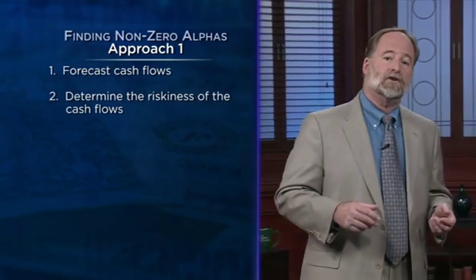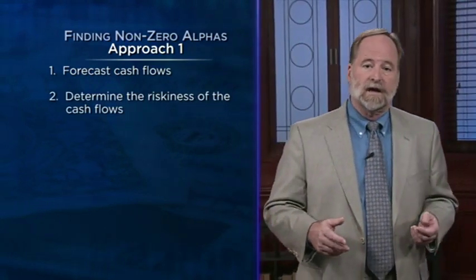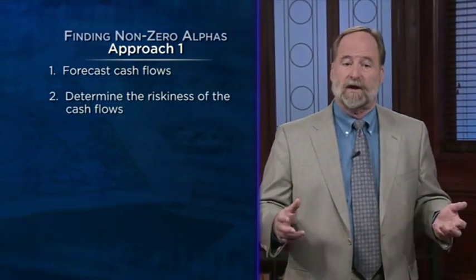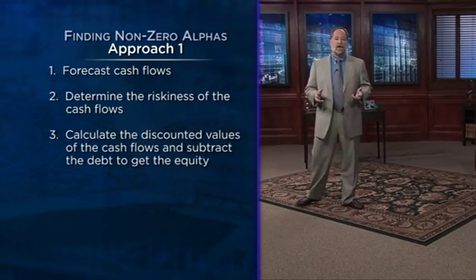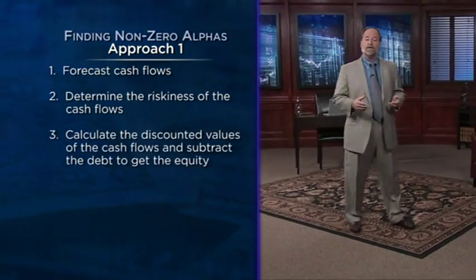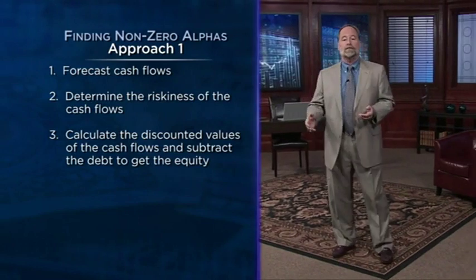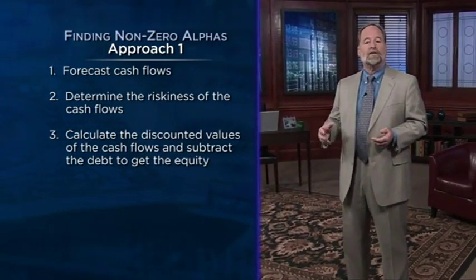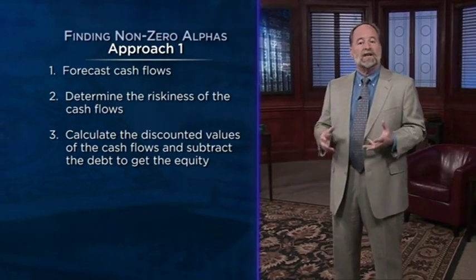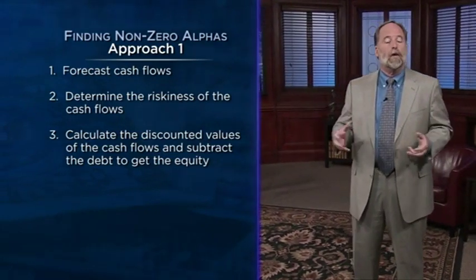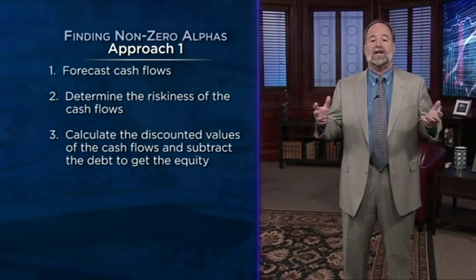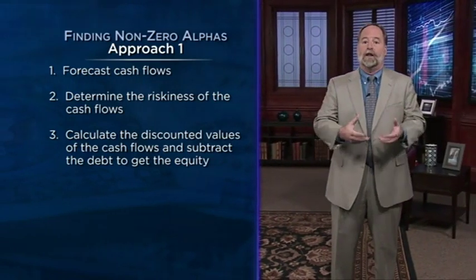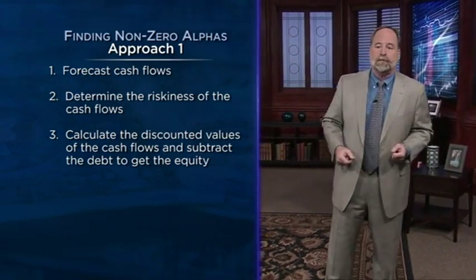Step 2, determine the riskiness of the cash flows. How sensitive are these cash flows to market movements? Step 3, calculate the discounted value of these free cash flows to determine the firm's value. Subtract off the estimate of the value of the debt to get the value of the equity. Think of this as the future value that will occur once the market reaches equilibrium. Think of it as where the ball ends up at the bottom of the bowl.